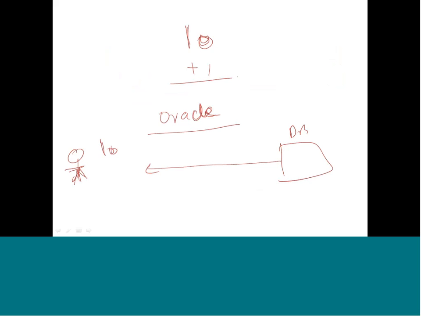So once the 10 is read, then this guy is going to say add 1 to it. So it will be 11. He'll send the value 11 back to the database. Correct? Correct. So how many round trips? 2. 2 trips for example here, right?